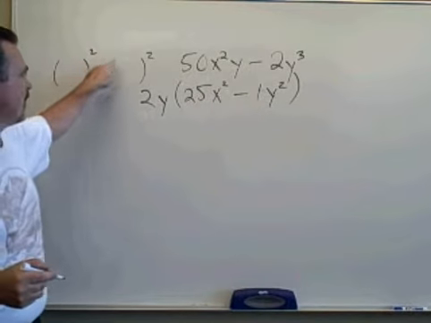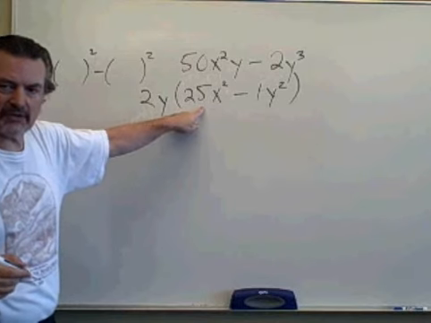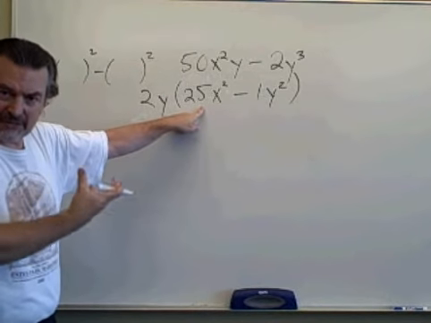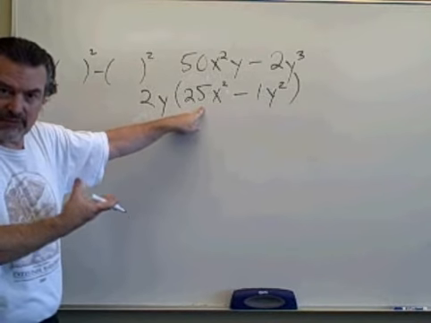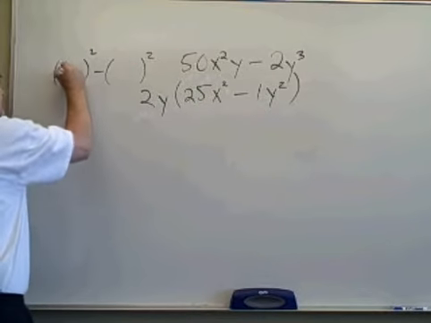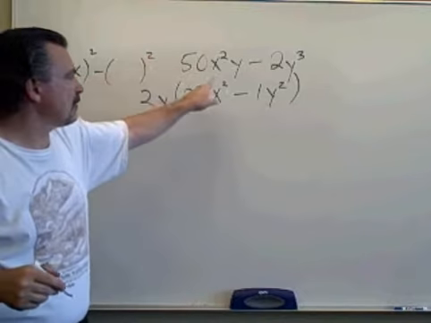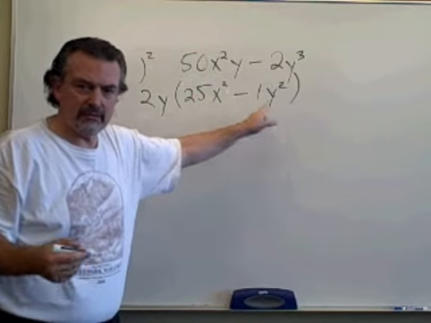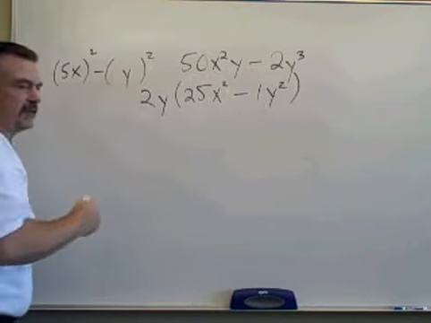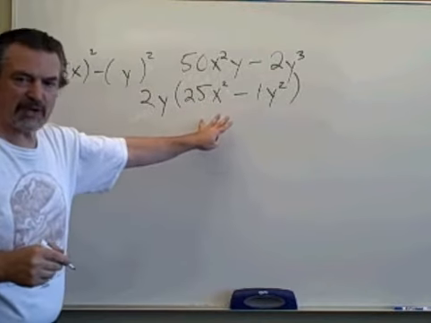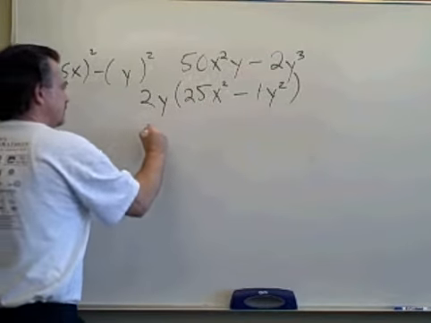What could I square that would make 25x squared? Well, wouldn't 5x times 5x give 25x squared? That'd be squaring 5x, wouldn't it? What can I square that would make y squared? Well, that would be y times y, wouldn't it? So this is the special pattern, the difference of squares.